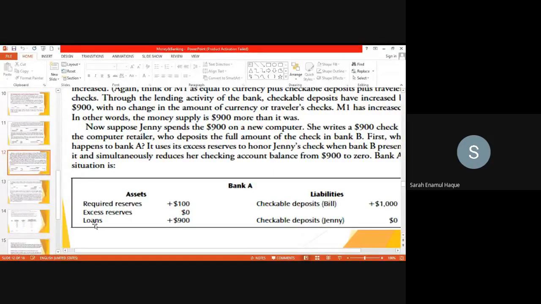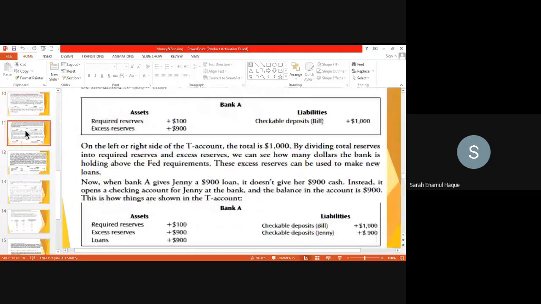If you look at this third, I think this is the third T account or the fourth. Wait, this is the first, second, third. Yes, this is the third T account. Here you see this is loans 900. This is not reserves. So loan, like she has mentioned, is accounts receivable, right? An asset is basically what you are going to get. So the bank will receive this loan. This loan is the bank's money, right? Jenny has to return this money. So that's why it is plus 900. This is a positive thing for the bank.